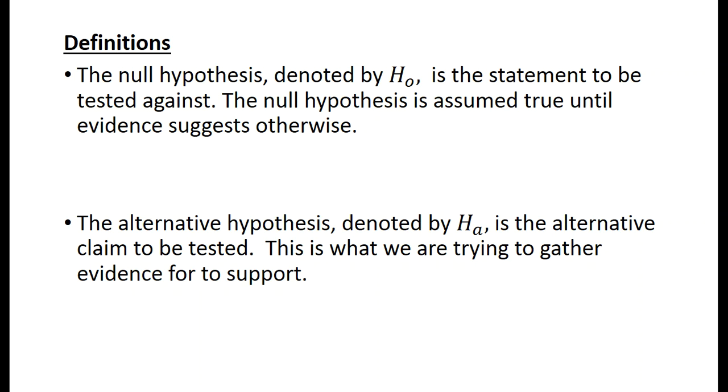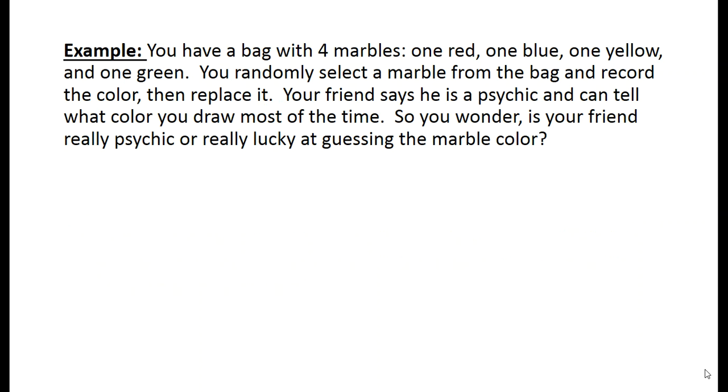And then we have our claim, which is called the alternative hypothesis. That's going to be denoted by H sub A. And that's the claim to actually be tested. So that's what we're gathering evidence to support, or maybe not.